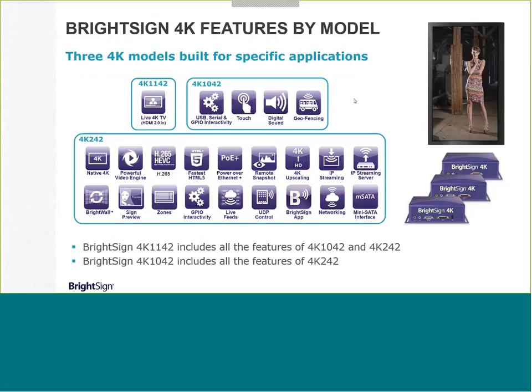This kind of points out for the 242, you're going to get all these features or all these capabilities in the 242. But again, if you needed USB input, the 242 does not have USB. You'd need to step them up into the 1042. So I think this gives you a good, easy way to look at which models you need to move to in order to get the specific capabilities.